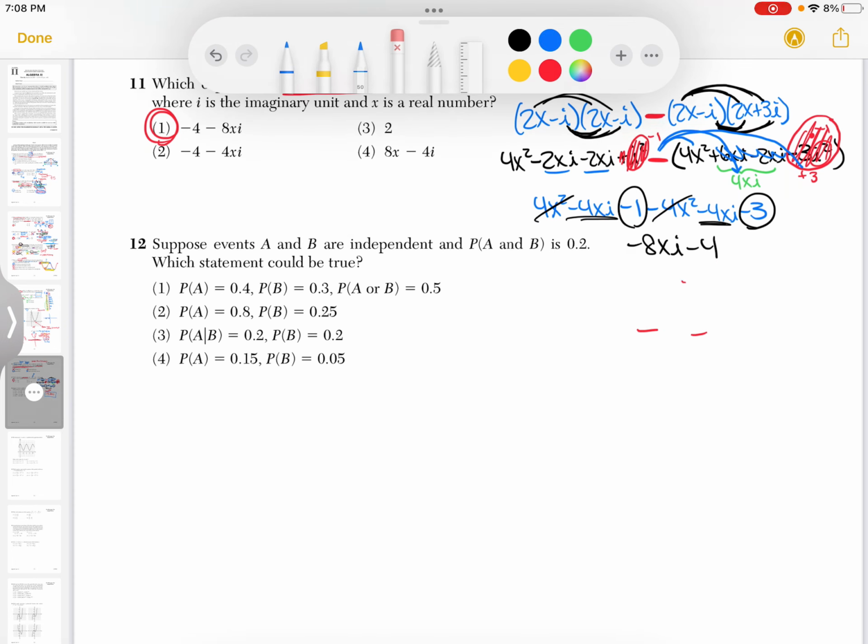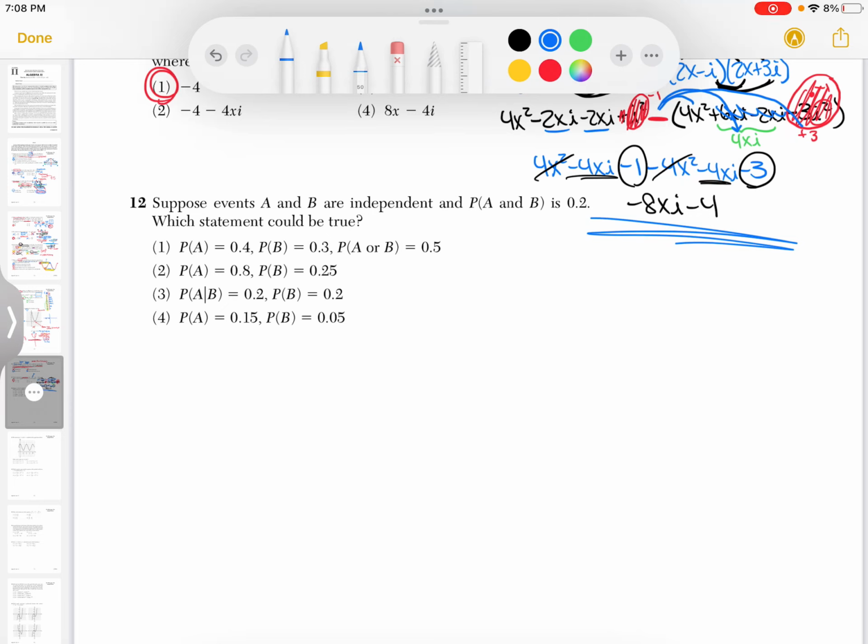All right, last one, let me just clear this up a little bit, is number 12. And we got 8%, so we gotta go. Suppose events A and B are independent and probability of A and B is 0.2, which statement could be true?